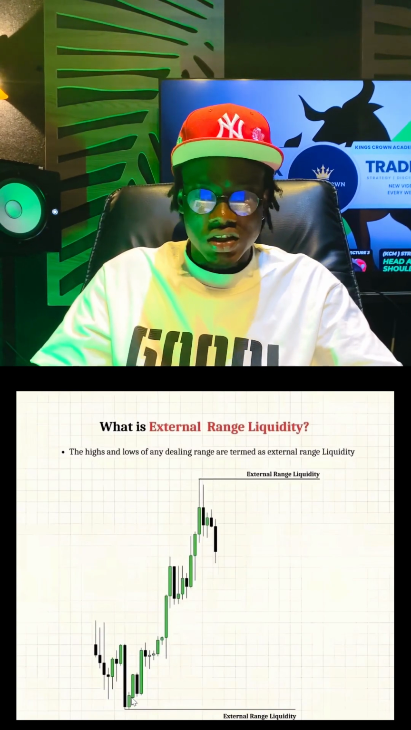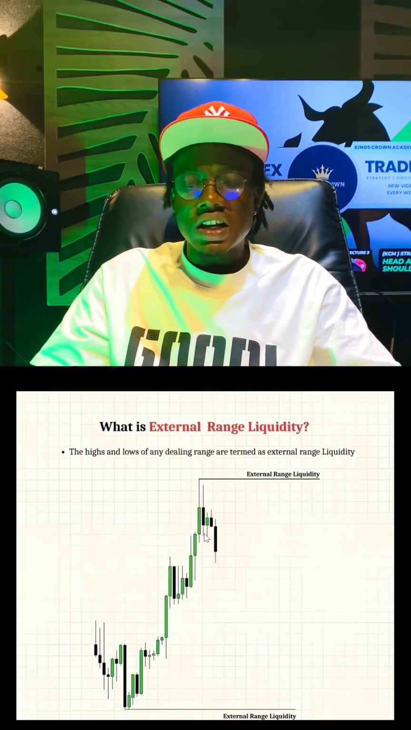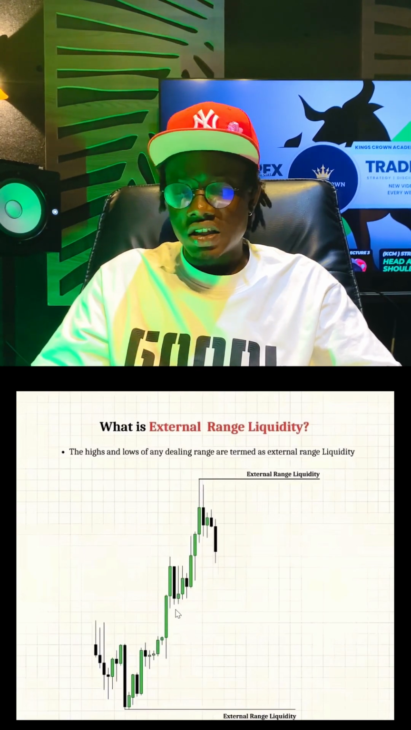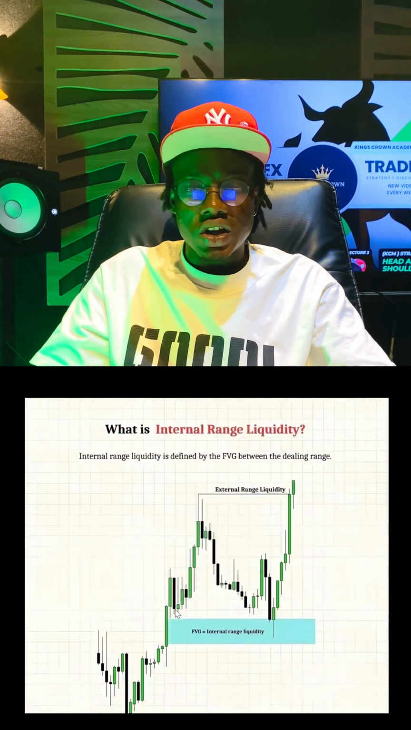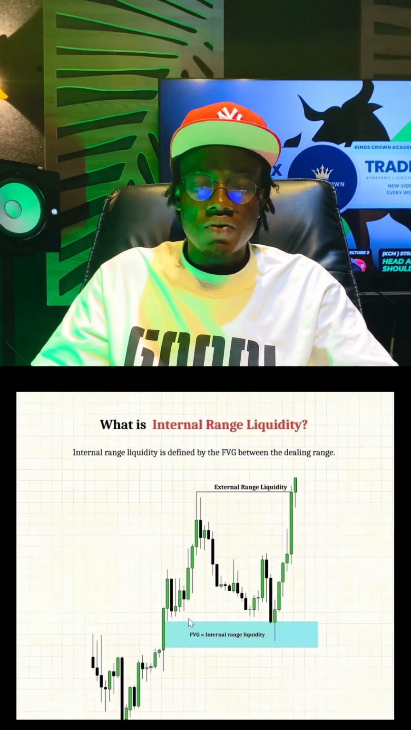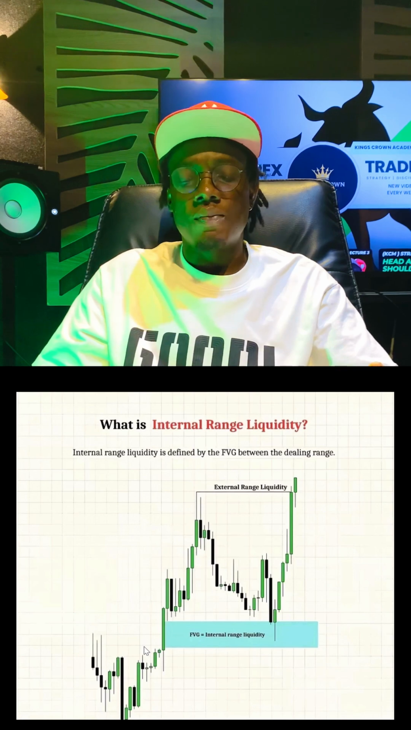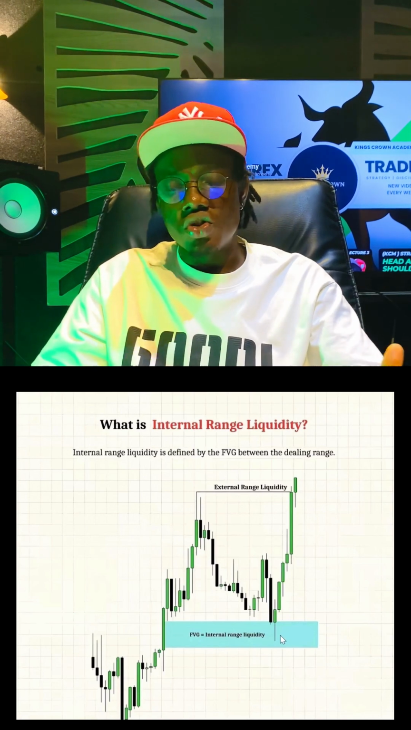This level and this level. This level forms the range. These are the external range. The internal range is the area where there is a fair value gap within this range. This is the internal range within that range. The internal range is an area of fair value gap. And this is the kind of liquidity I will show you on the chart today.